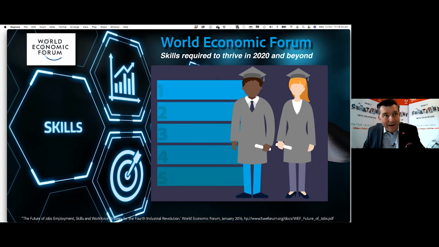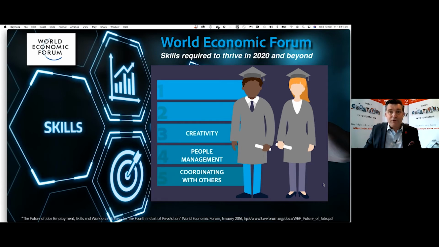for 2020. So what should be now the most important for them: coordinating with others, people management, teamwork and leadership. Third most important, according to the World Economic Forum, creativity. Now, this isn't Adobe talking or Microsoft talking. This is political and business leaders from all over the world. Second most important, critical thinking. And most important, complex problem solving.